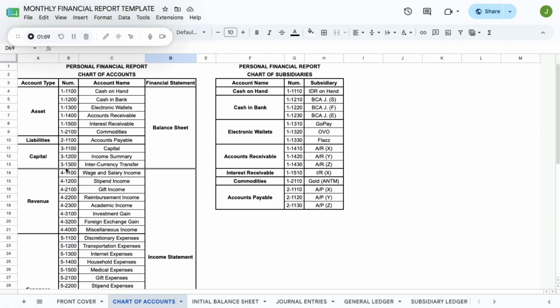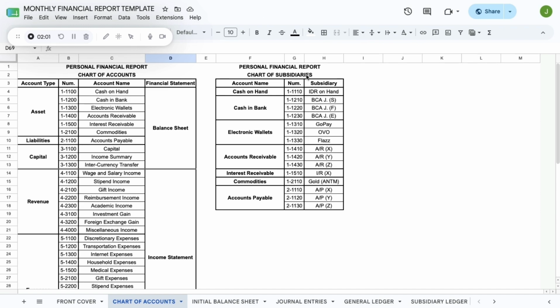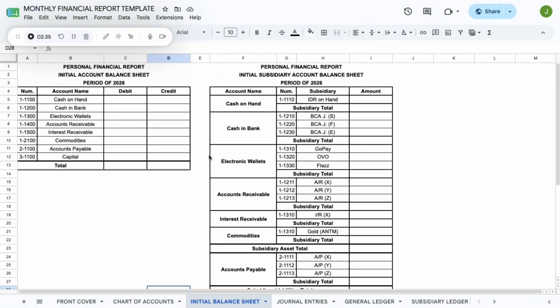Now, I think accounts are pretty self-explanatory, but subsidiaries you don't see that often. That is basically the subsections of these assets and liabilities. For example, here I have electronic wallets, and I have a lot of them. Let's say I have GoPay, OVO, and Flash, but maybe for the folks in North America, you would have PayPal, Venmo, stuff like that. These accounts have individual balances, and they need to be individualized using the subsidiary, or the chart of subsidiaries.